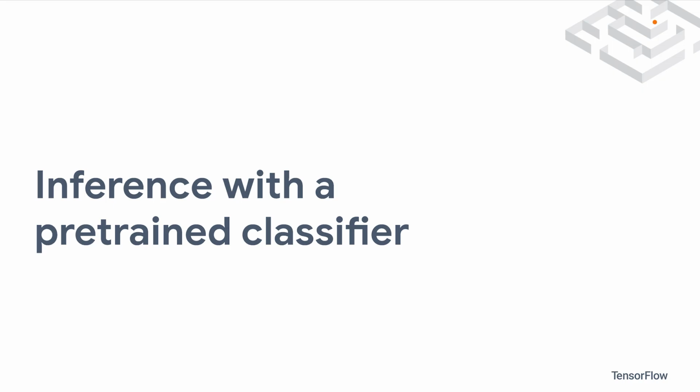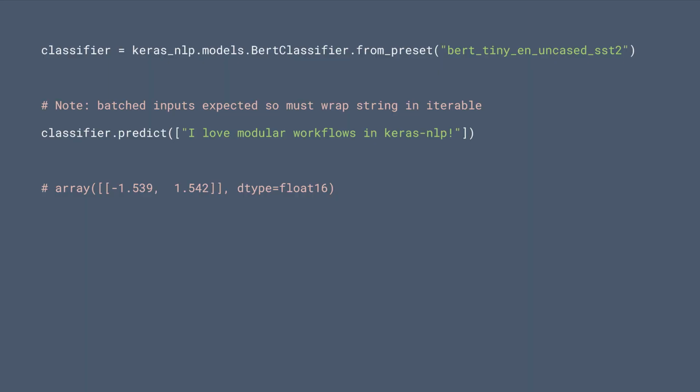Let's first take a pretrained classifier for a spin. We can create a BERT classifier by using the from preset method. Note that there are many versions of BERT models, and we're using the tiny English uncased backbone fine-tuned on the SST2 dataset. You can find out all backbones available in the link below.